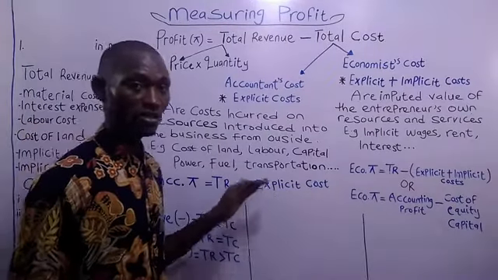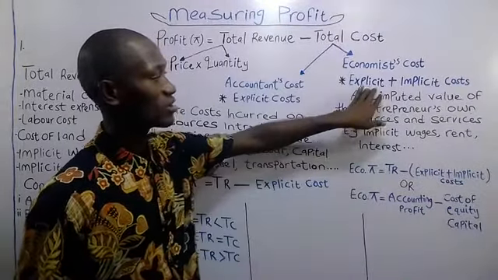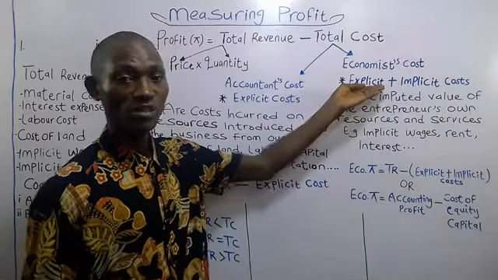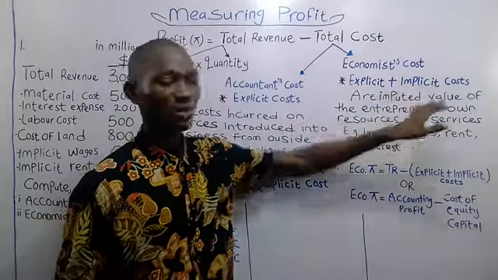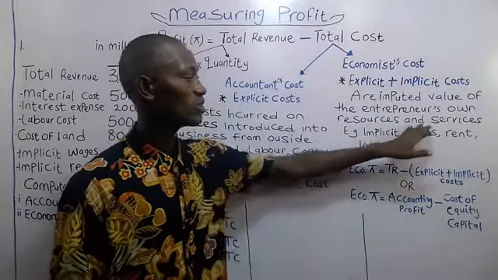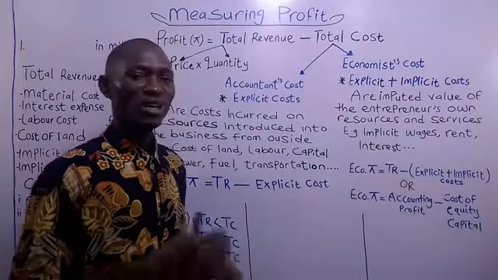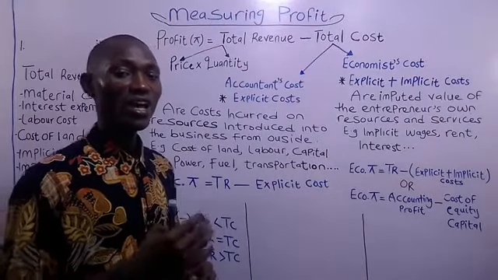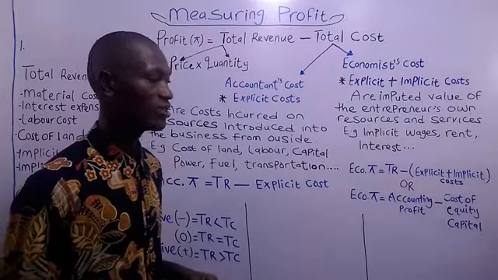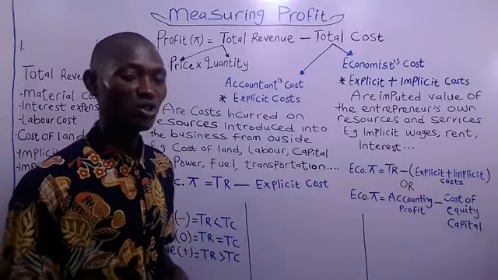So that's understood. Good. The economists view cost as both explicit and implicit cost. So in addition to the explicit cost, we have implicit costs. Implicit costs are the imputed value of the entrepreneur's own resources and services in the business. Implicit costs, in other words, are what self-employed or self-owned resources could have earned in their next best alternative uses.